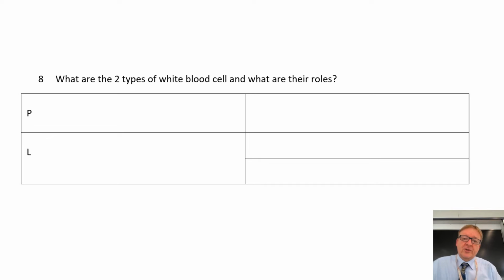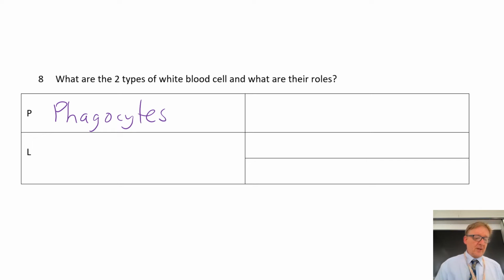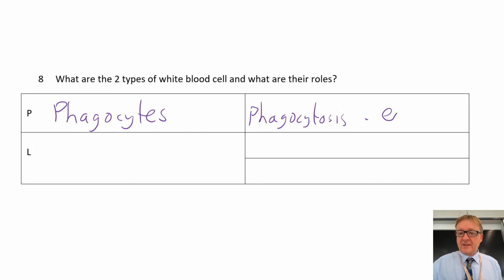Question number 8. What are the 2 types of white blood cells and what are their roles? Again, I've got the first letters there. We've got phagocytes, and their role, which sounds very similar, is phagocytosis, which basically means they engulf and then they digest. They go along a bit like a Pac-Man, find the bacteria and go, oh, right, and they'll engulf it, and then they digest it when it's in.